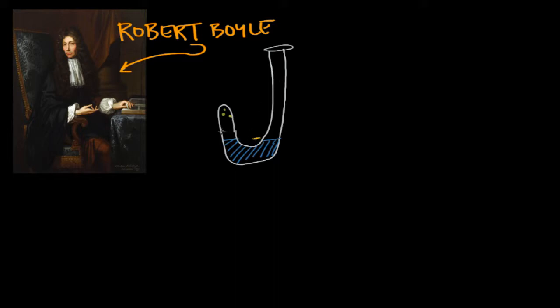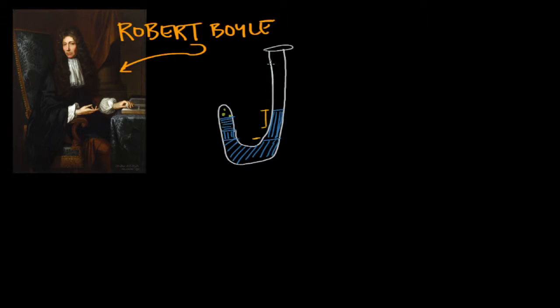Now things got really interesting when he added a bit more mercury because now the two levels didn't equalize. Instead, they were offset. And what this meant was that the trapped gas pressure over here was greater than the atmospheric pressure, such that the gas pressure was equal to the atmospheric pressure plus the fluid pressure of the height difference. And you can think that the gas is pushing down on this part of the mercury with the same pressure as the atmosphere pushing down over here, plus this bit of fluid over here pushing down.